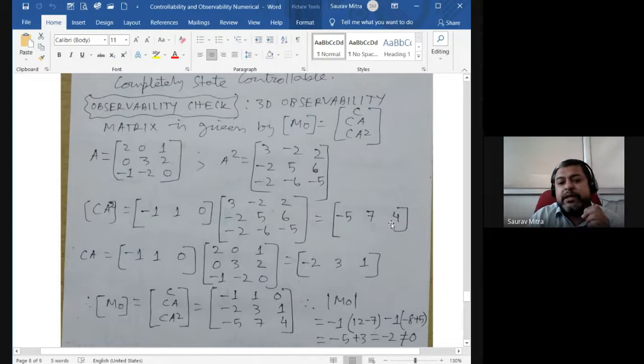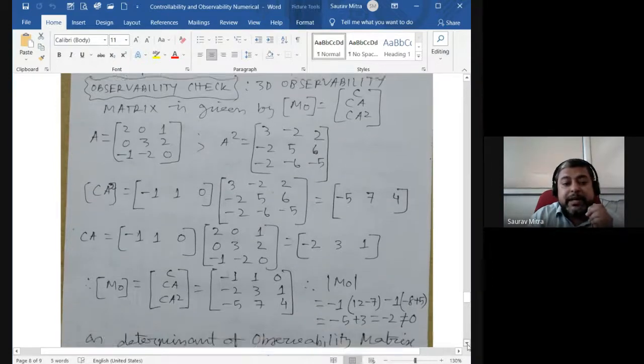We are finding CA square is minus 5, 7, and 4. What is C? C was given: minus 1, 1, 0. And what is CA? With C, multiply A. So you are finding this. C is given as minus 1, 1, 0. So this is the observability matrix you have to see.